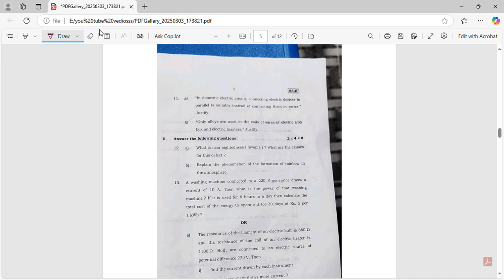Only alloys are used in the coil of wire of an electric iron. Why are alloys used? Because alloys have a high resistivity, so they produce more heating effect. Okay, because they have a high resistivity, they produce more heating effect.